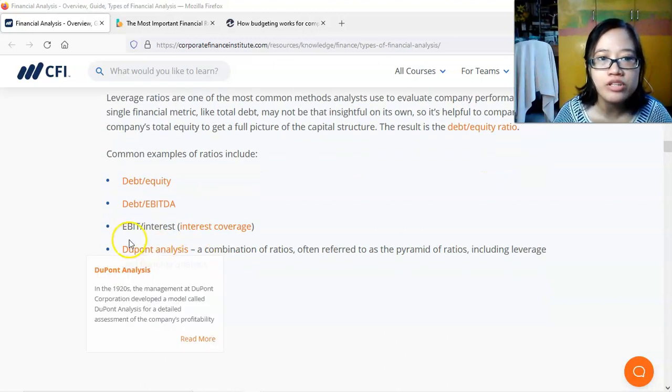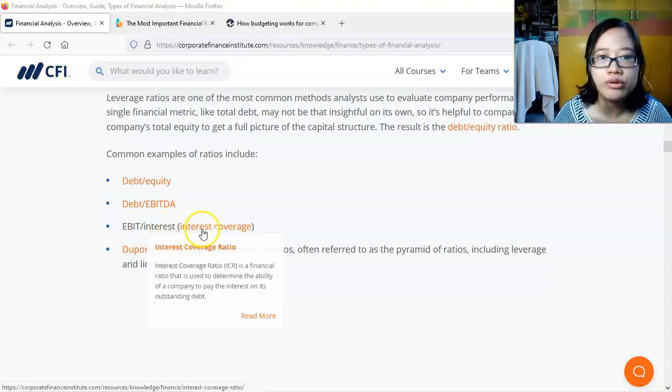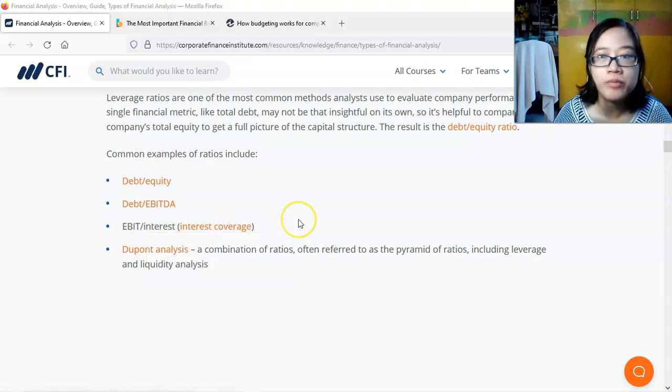Okay? Tapos, ito namang isa, EBIT over interest. So, yung EBIT niya is earnings before interest and taxes. And then you have your interest. Kung magkano yung binayad na interest as against dun sa inutang ng business.